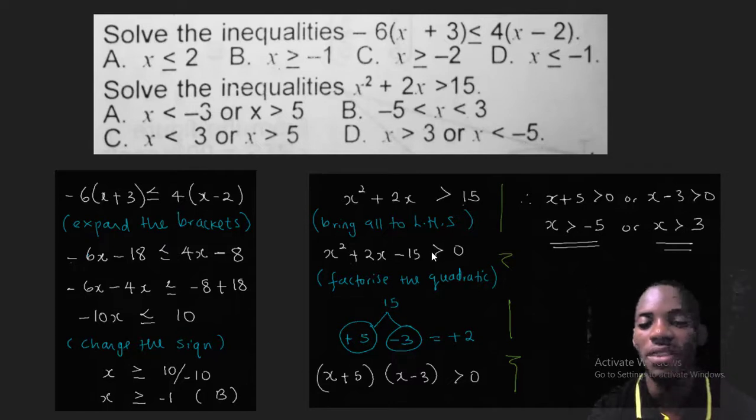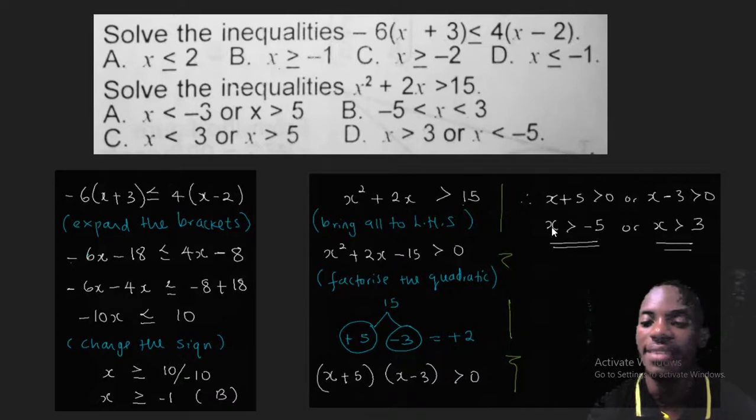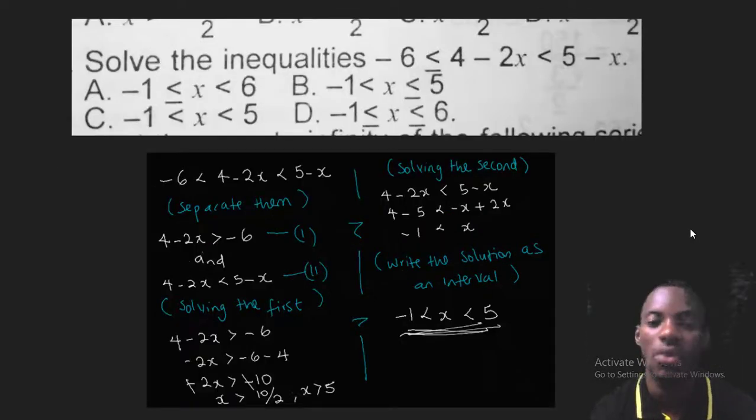Now this is quadratic. Notice that this is a quadratic equation, so I'm looking for the factors of 15 that will give me 2, and that's 5 and 3: plus 5 minus 3 is plus 2. So plug in the two factors: s plus 5 and s minus 3 is greater than 0. Then that will give me s plus 5 is greater than 0, or s minus 3 is greater than 0, giving me s is greater than minus 5 or s is greater than 3, and that is that for that inequality. Now solve this inequality.